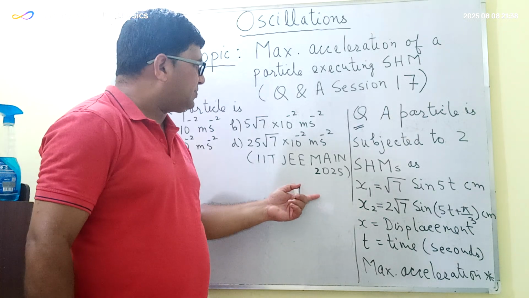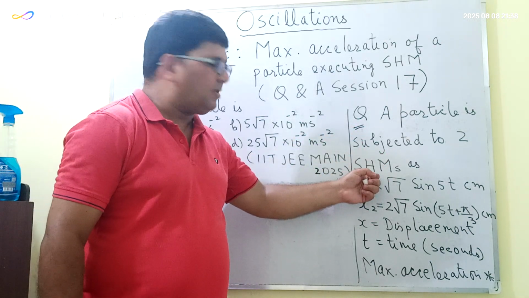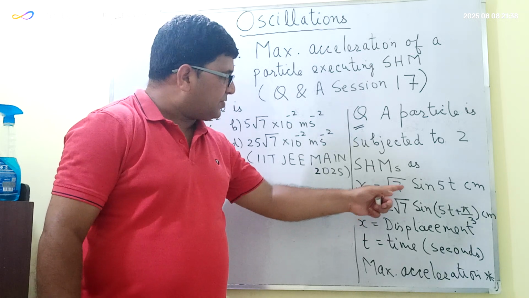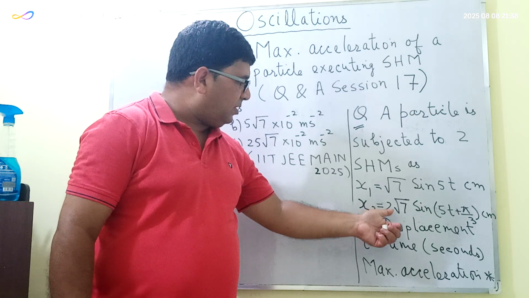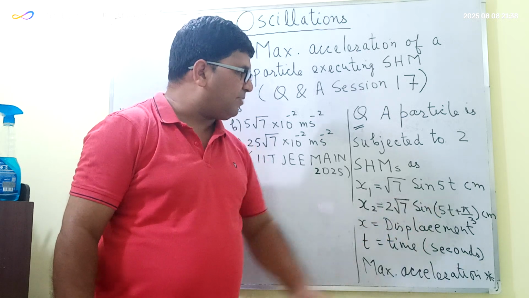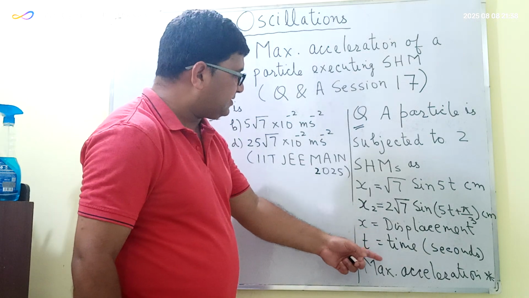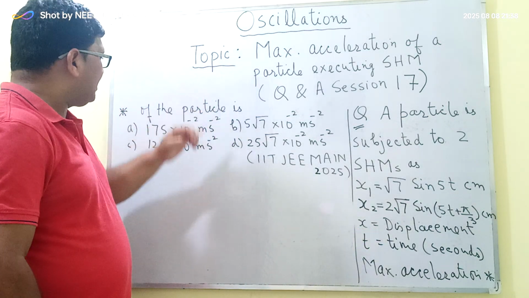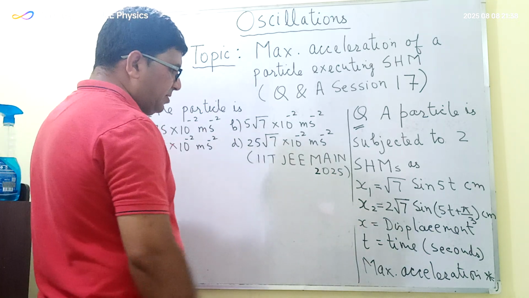ये इसी साल का question है and the question is: a particle is subjected to two simple harmonic motions as x1 is equal to root 7 sine 5t centimeter and x2 is equal to 2 root 7 sine (5t plus pi by 3) centimeter. So here x क्या है? This is the displacement है and t is the time in seconds है. So हमें यहाँ पर maximum acceleration निकालना है particle का. चार options दिए गए हैं and we have to find the correct option.